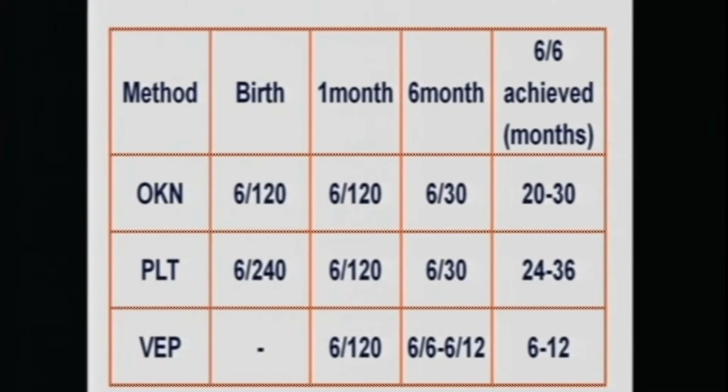The change of visual acuity happens as they grow. Again, like I said, it depends upon the method used. You can use OKN, preferential looking, or VEP, and this is the time by which they achieve 6/6 vision or adult visual acuity. Again, the fastest is achieved with VEP, because no responses are required. You're actually testing the anatomical pathway. They see the pattern, and you are getting the results. So the earliest achievement of visual acuity is on the VEP.